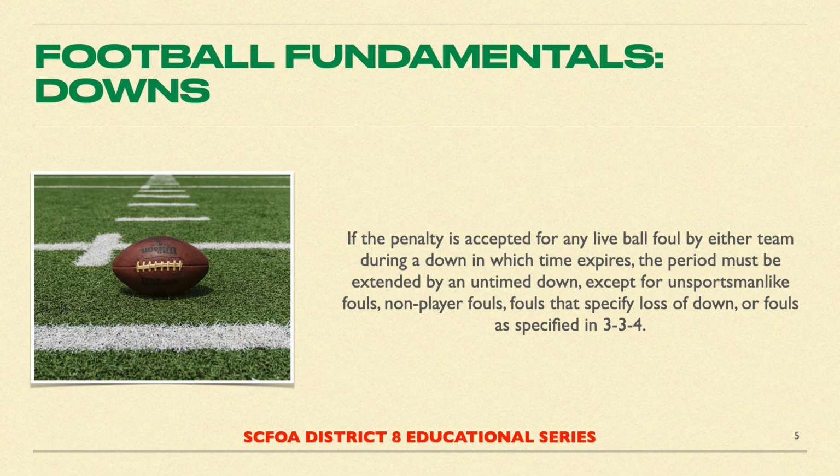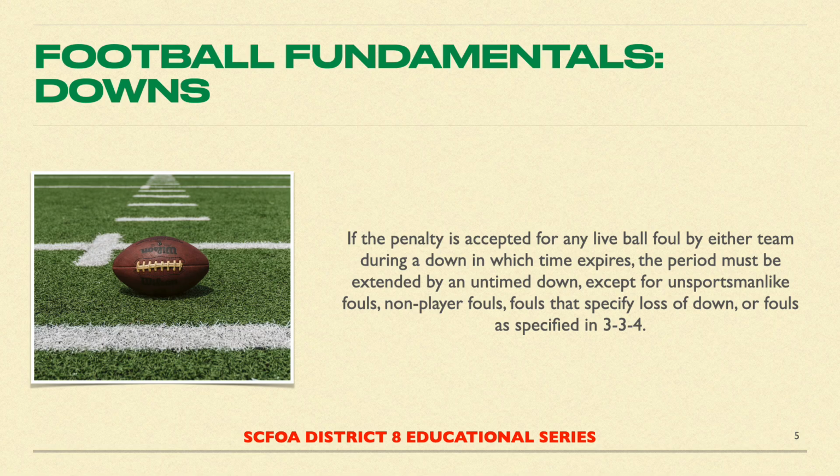Our next downs fundamental tells us if the penalty is accepted for any live ball foul by either team during a down in which time expires, the period must be extended by an untimed down, except for unsportsmanlike fouls, non-player fouls, fouls that specify loss of down, or fouls as specified in 334. This is the untimed down rule.